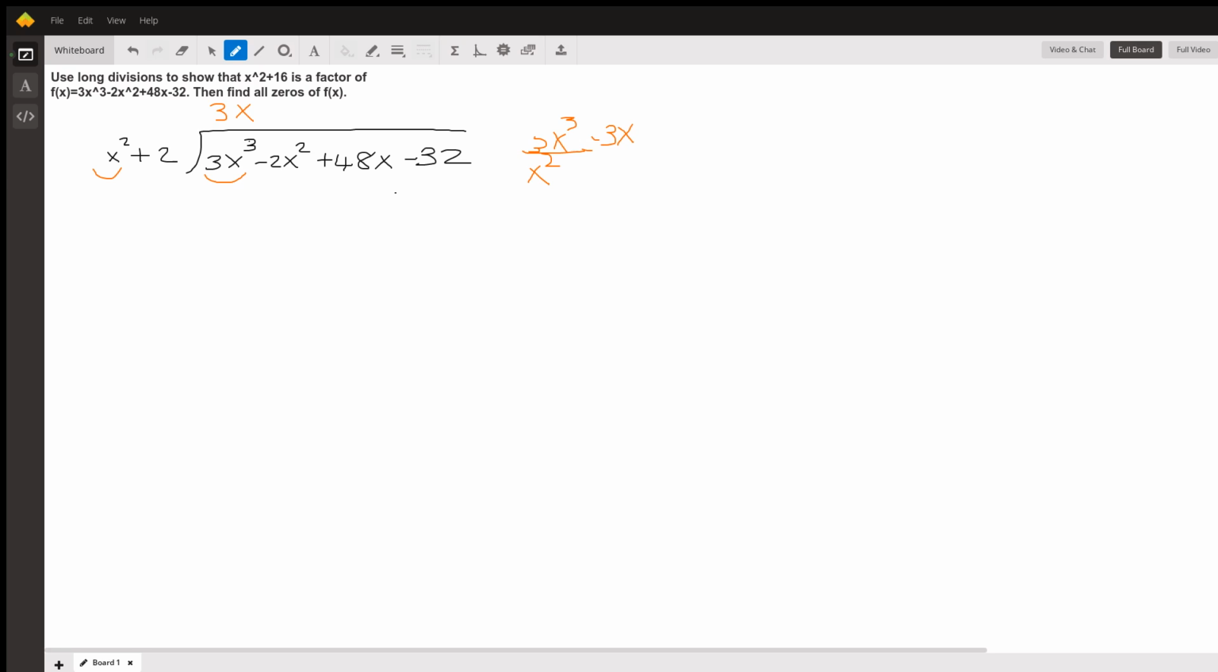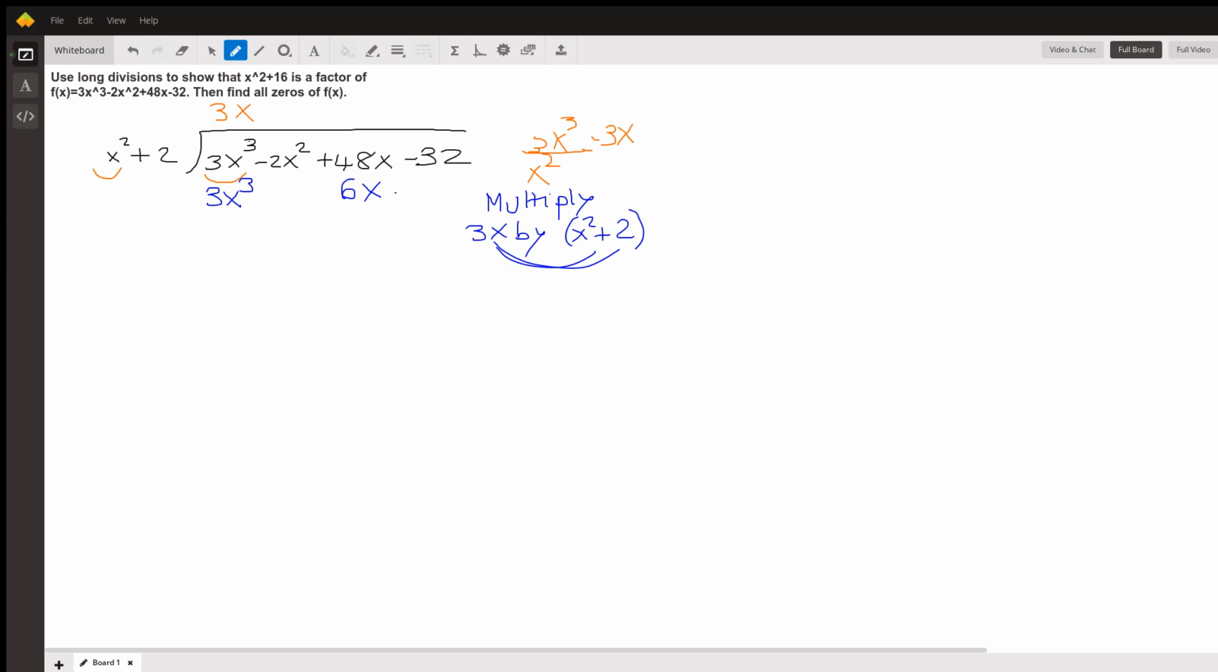What happens after this? After this, you multiply 3x by what you are dividing by, meaning by x squared plus 2. In my problem. In your problem would be plus 16. So what do I get when I multiply? Okay, 3x by x squared will be 3x cubed. I'm going to write this just below the other x cubed term. And then 3x times 2 will be 6x. I'm going to write this under the x column.